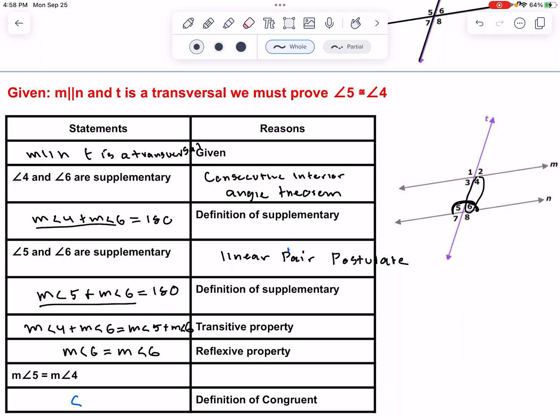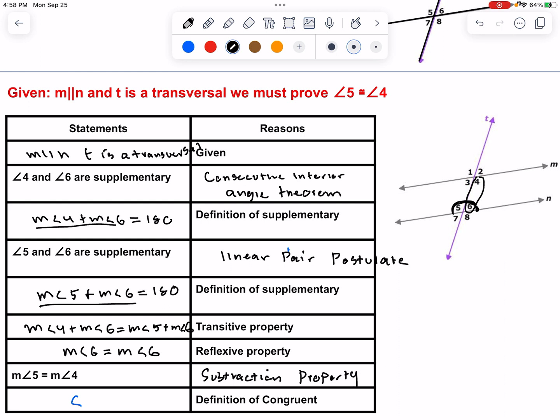If I subtract the 6's, then the 6's would cancel out. And I would just get left with 4 and 5, and that's exactly what I'm trying to prove. So that's the subtraction property. If I subtract angle 6 from both sides, angle 6 is equal to angle 6, so when I subtract them from each other, they're just going to cancel out.